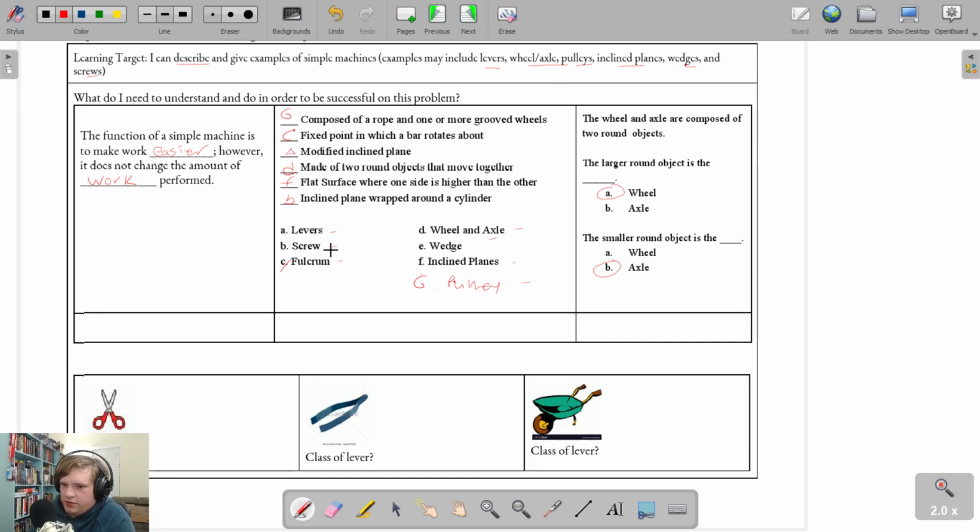Oh, do you guys have a different thing? Do I have an old version of this? I might have an old version.